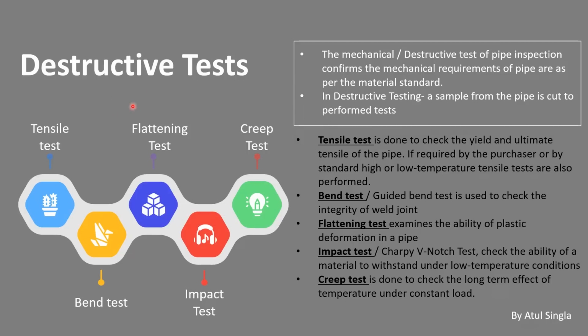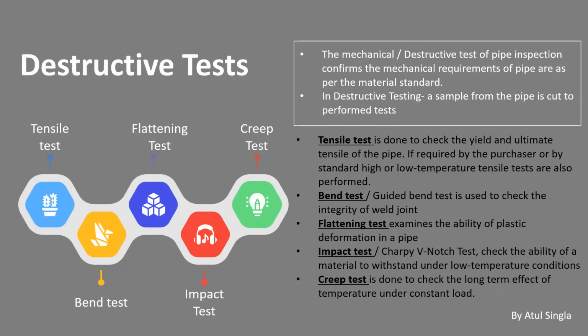The flattening test is again one of the destructive tests, used to check the plastic deformation in the pipe. The impact test, you must be aware of the Charpy V-notch test, is used to check the ability of material to withstand low temperature conditions. Then the creep test is another destructive test, used to check the long-term effect of temperature under constant load. So these are various tests performed to check various mechanical properties under different scenarios.